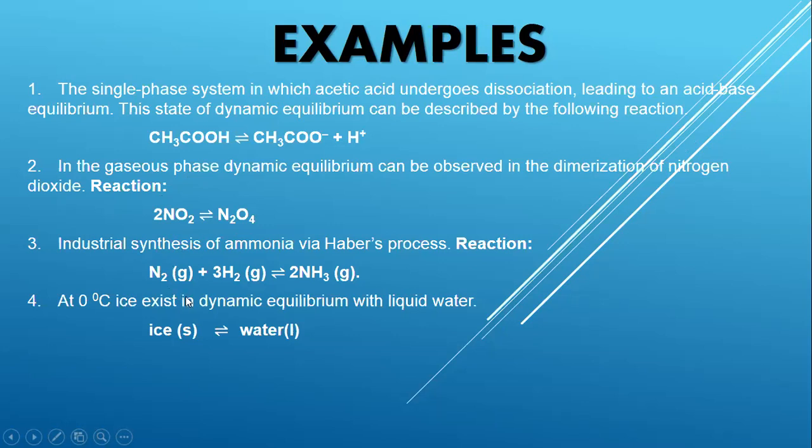The next is the synthesis of ammonia via the Haber process. In this, the reaction is nitrogen plus hydrogen gives you ammonia. At dynamic equilibrium, the rate of forward reaction, that is production of ammonia, is exactly equal to the dissociation of ammonia to produce nitrogen and hydrogen gases. And another example: at 0 degree centigrade, ice in solid form exists with water in liquid form. Both phases exist simultaneously and the rate of forward reaction equals the rate of backward reaction.